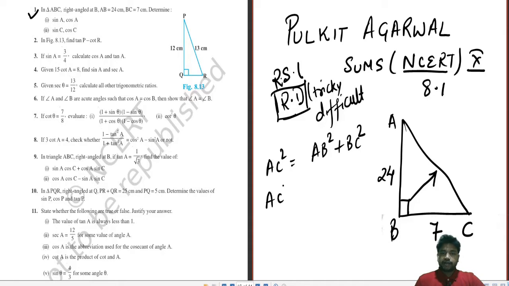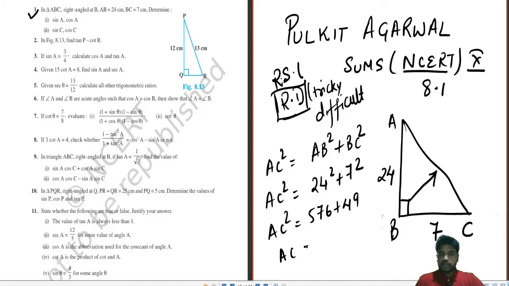So we are unaware of AC square, so we will keep it as it is. AB is 24 square and BC is 7 square. So AC square equals 576 plus 49. So AC equals root over 625. Obviously we don't have negative values for the length of a side, therefore AC equals 25. So we can write it as 25 centimeter.